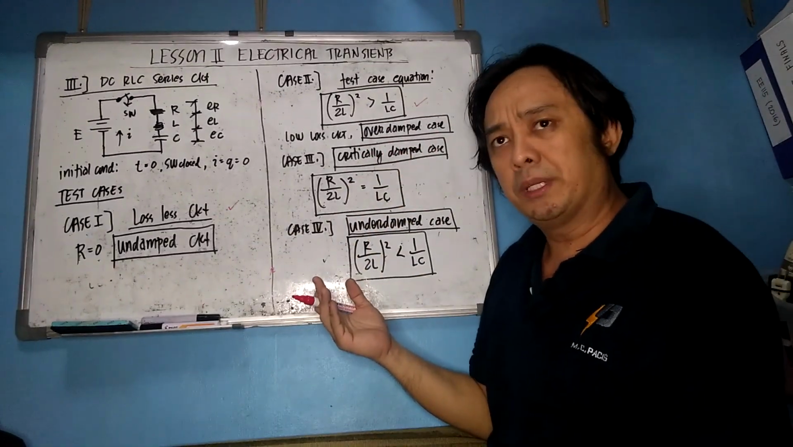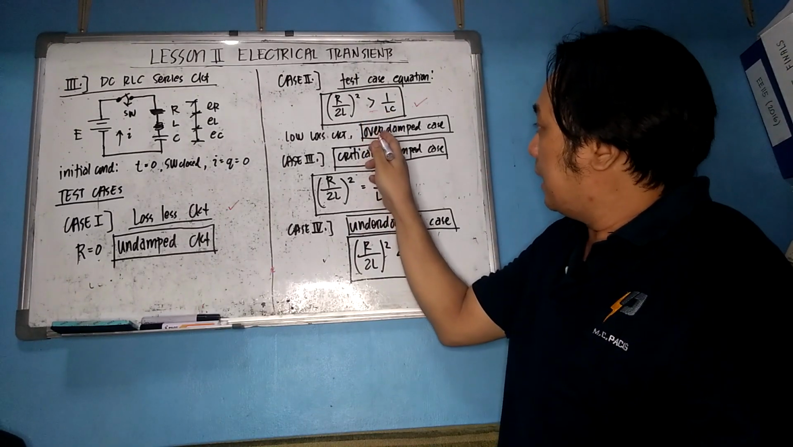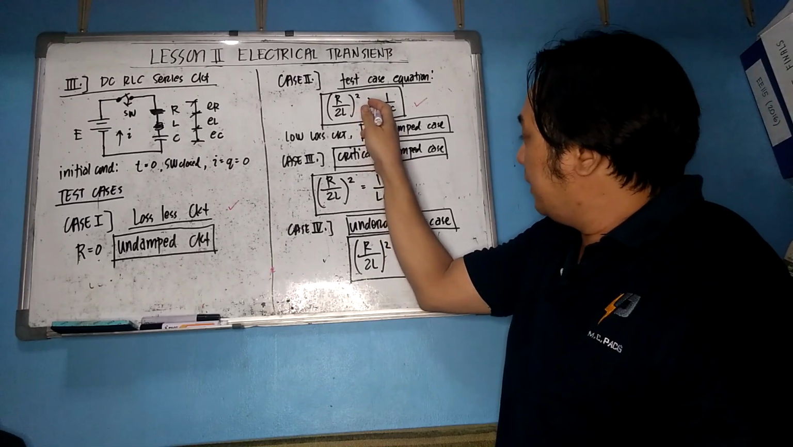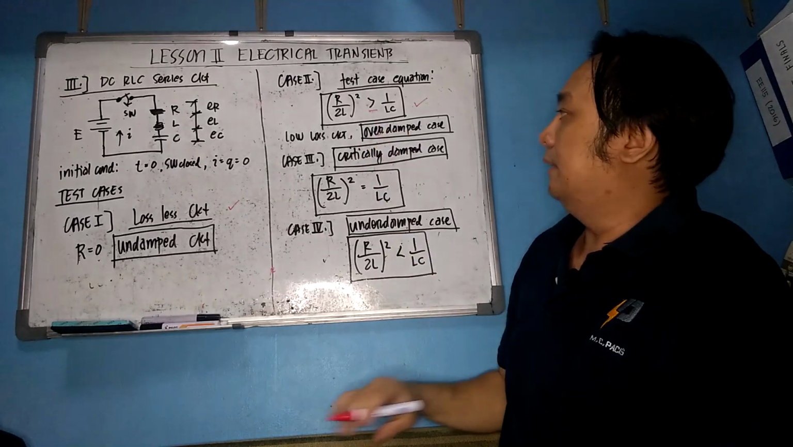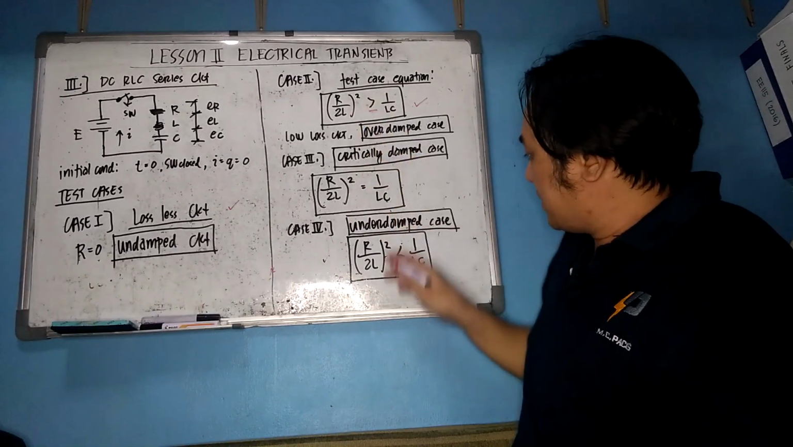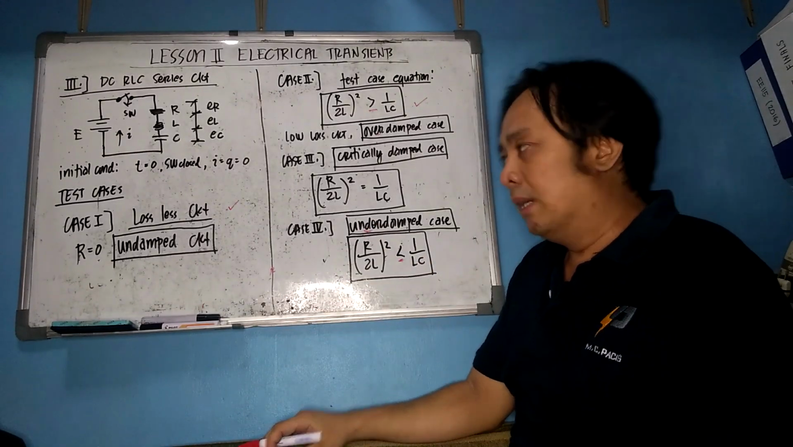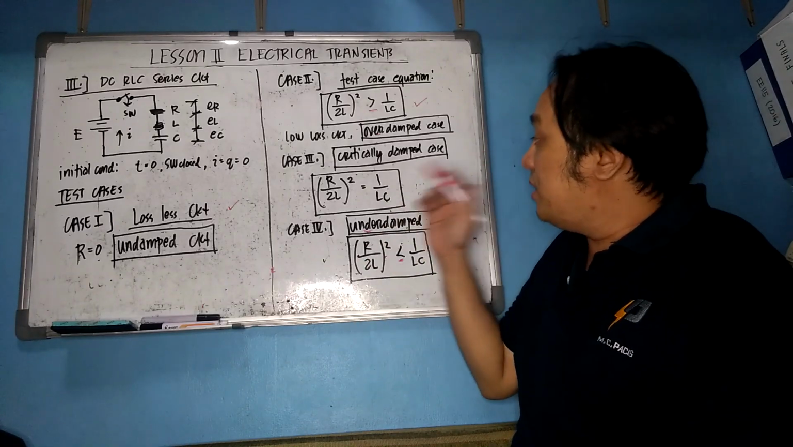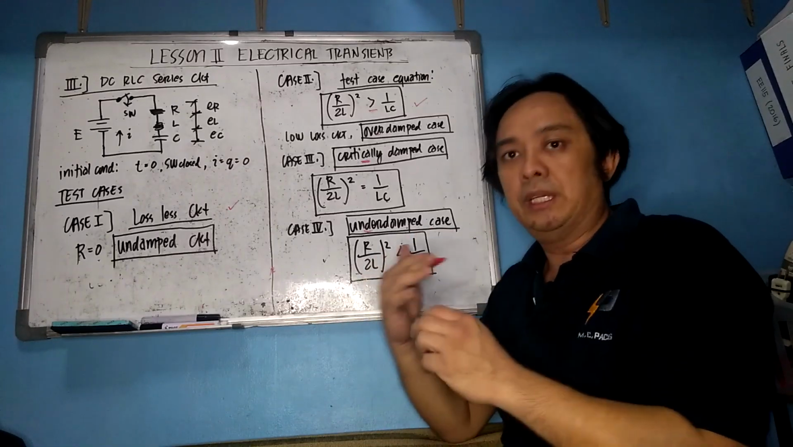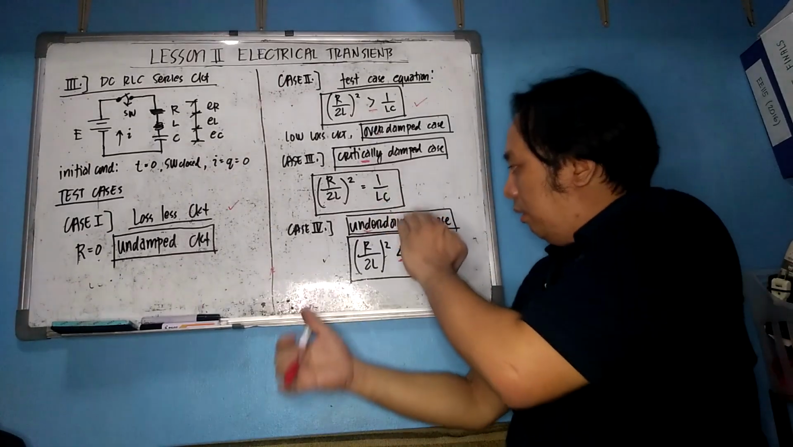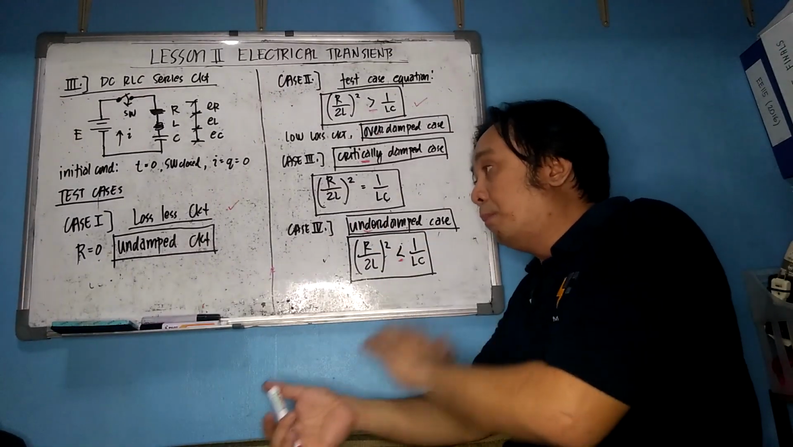Now, let's go to the shortcuts. If that is greater than, that is overdamped. If that is less than, that is the underdamped case. And last but not the least, if that is equal, that is the critically damped case circuit. So please do recall all of these equations, which are the characteristic test equations, which are very important.